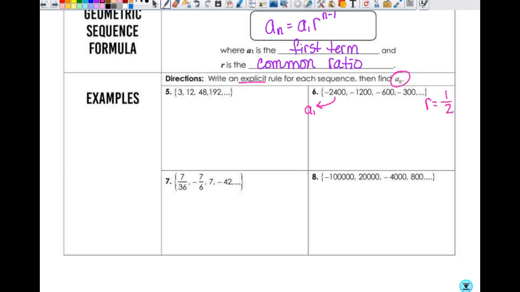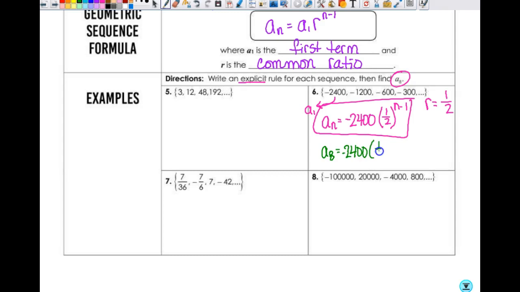So there's R. So then my explicit formula is going to be AN is equal to A1, which is negative 2400, times 1/2, which is in parentheses. Otherwise, my exponent looks like it's only going to the numerator, to the n minus 1 power. Then I have to find A8. So instead of listing out all the terms, A8 is just going to be equal to negative 2400 times 1/2 to the 8 minus 1 power.